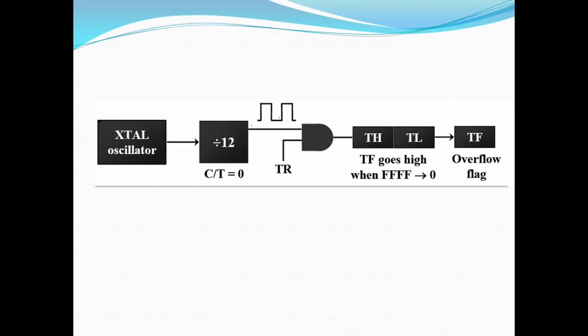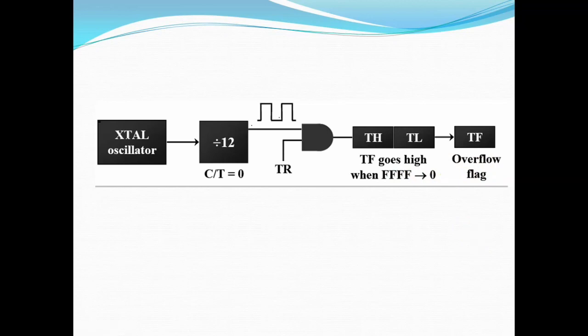Now this is an internal diagram. Whenever the TR bit is set to 1, the timer will start incrementing, and when it reaches the value FFFF, it will roll over to 0000, and when it rolls over from FFFF to 0000, at that time it will set the overflow flag.